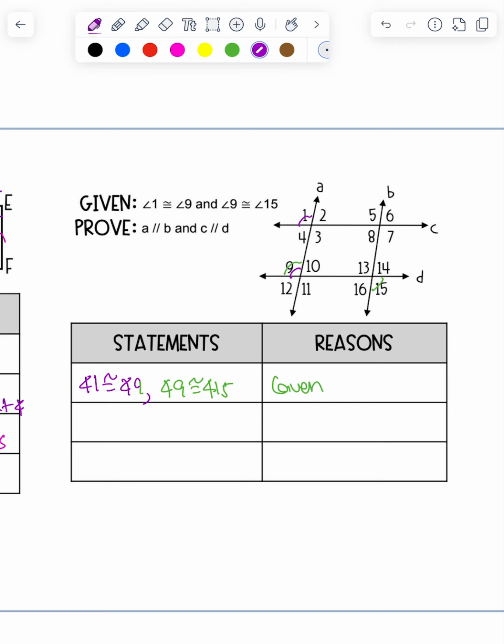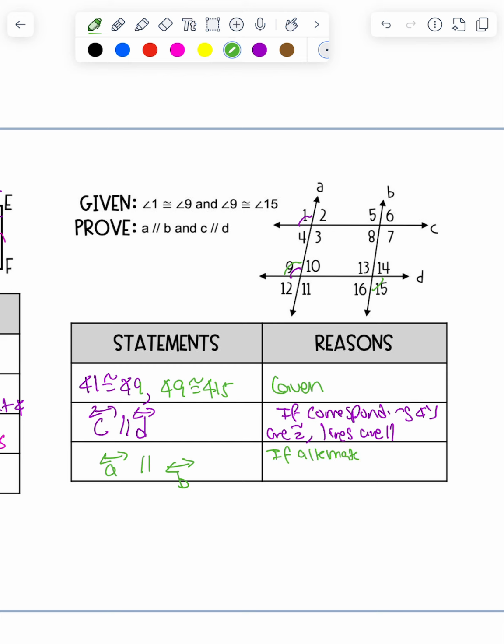And then I'm going to put from angle 1 being congruent to angle 9, we can prove that C is parallel to D. And our reason for that is if corresponding angles are congruent, lines are parallel. And then we can show that line A is parallel to line B because they're alternate exterior angles. And if alternate exterior angles are congruent, then lines are parallel.